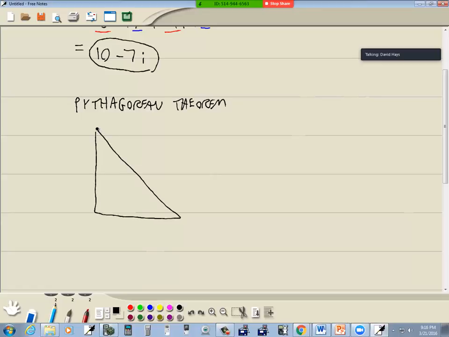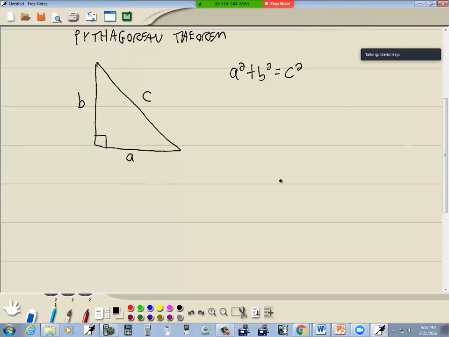is if you got a right triangle, which means you got a sharp corner here, 90 degrees, and let's say this side is a distance of A, and this side here is a distance of B, and this side here is a distance of C. This side opposite of the sharp corner is called the hypotenuse. But anyway, your Pythagorean theorem says that you're going to have A squared plus B squared is equal to C squared. Now to help you figure out how to set up a problem, let me give you an example.